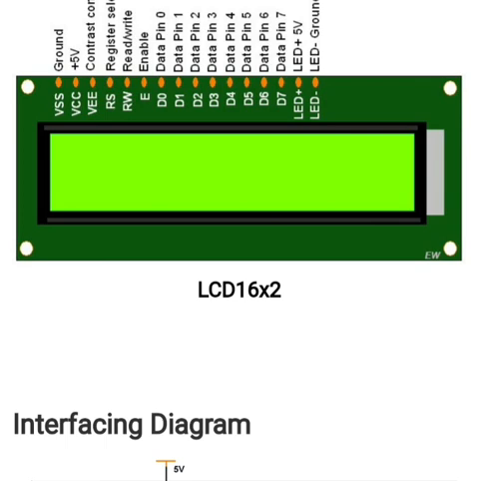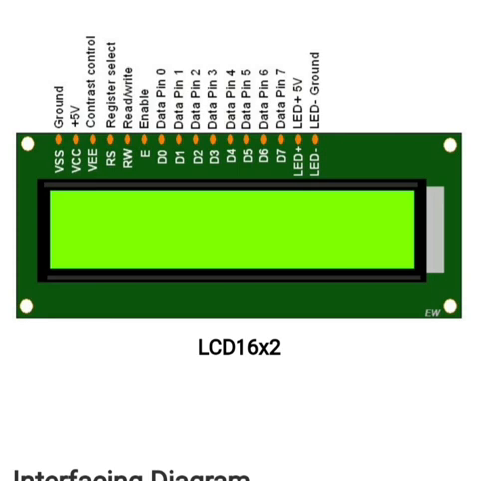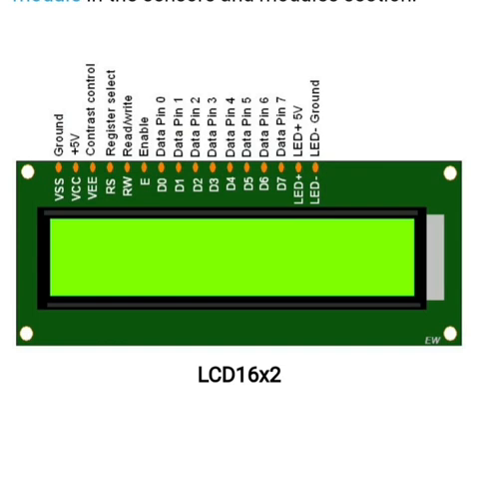So here is a diagram of LCD 16x2, and the pins for the LCD are given here. Ground pin, 5 volt, that is supply pin. Then contrast control, register select, read write, enable. Data pins from 0 to 7, LED plus 5 volt and LED negative ground. So these are the pins of the LCD 16x2.